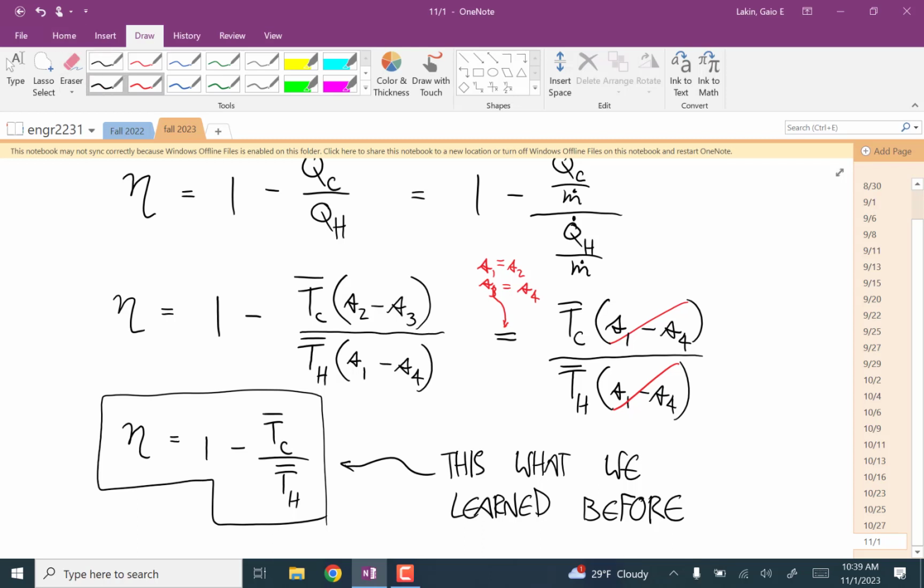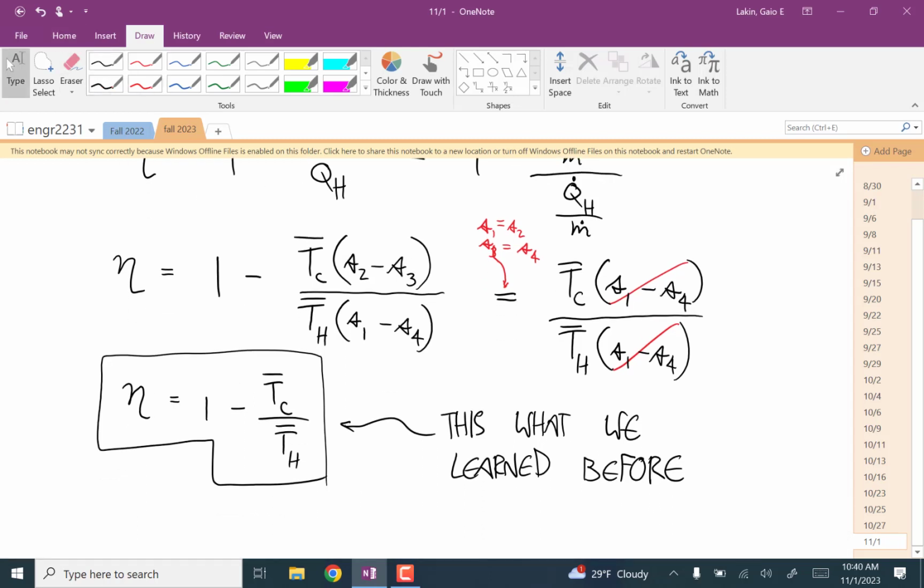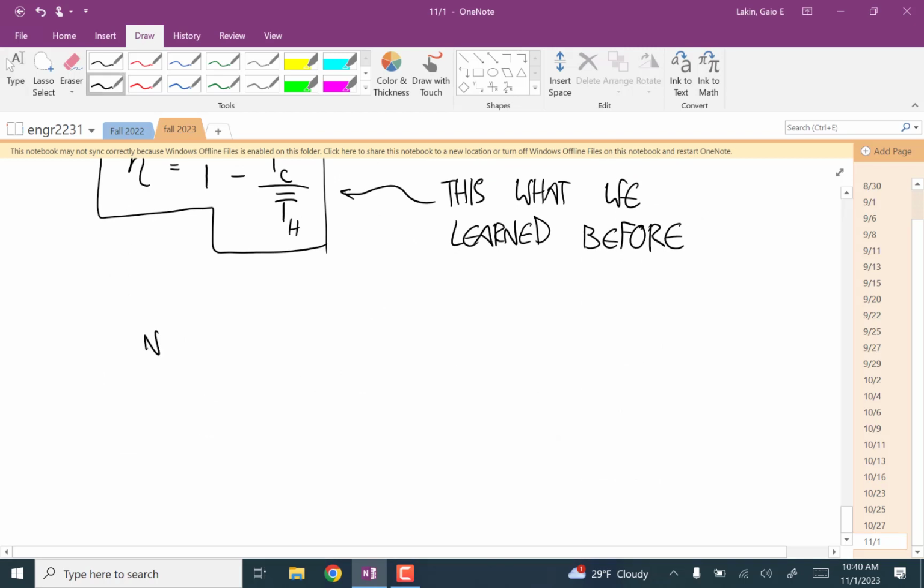Okay, so now what we're going to do is represent the efficiencies of these cycles in terms of entropies, enthalpies at the different states.